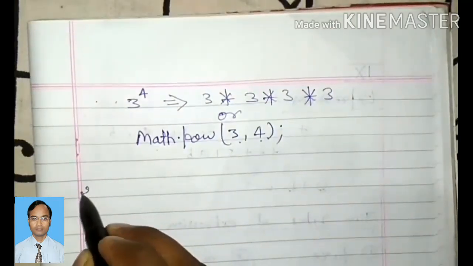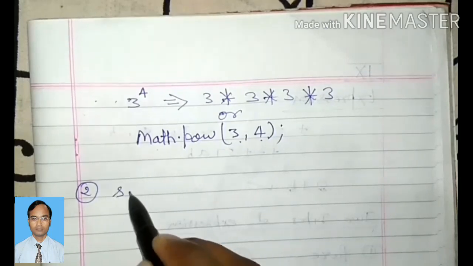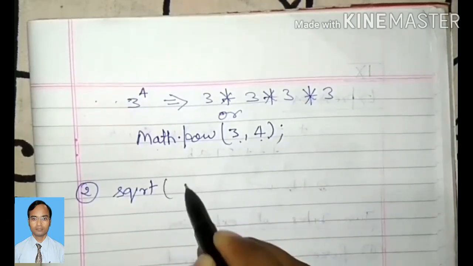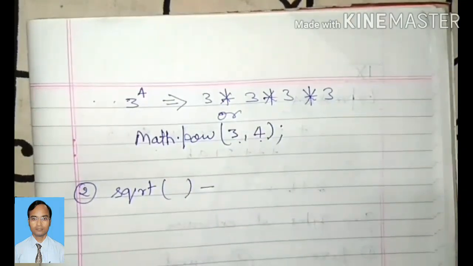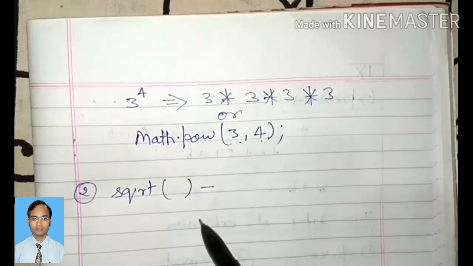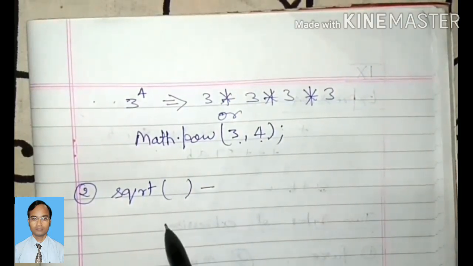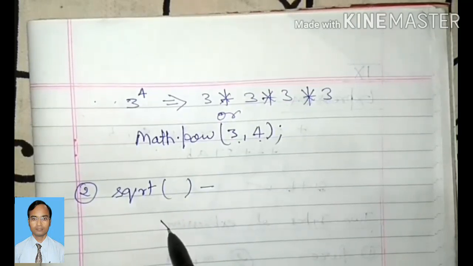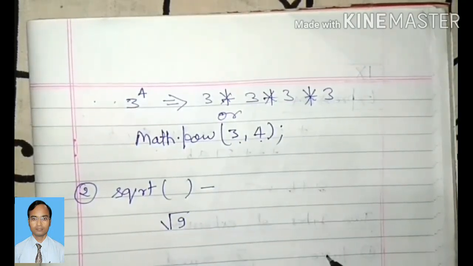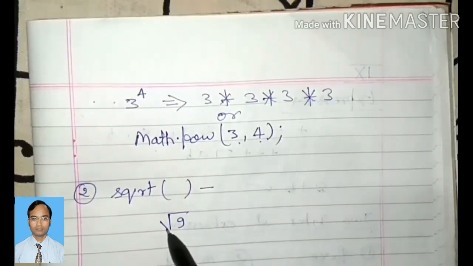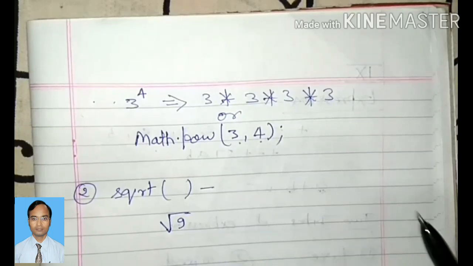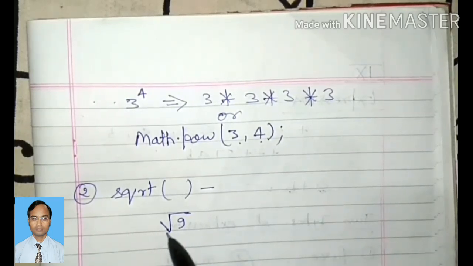And the next function is sqrt, square root. This is used to calculate the square root of any given value. For example, if I want to calculate under root 9, then according to mathematics, you know very well that under root 9 will return 3. But how can you calculate this under root? You cannot write under root in the Java programming language.